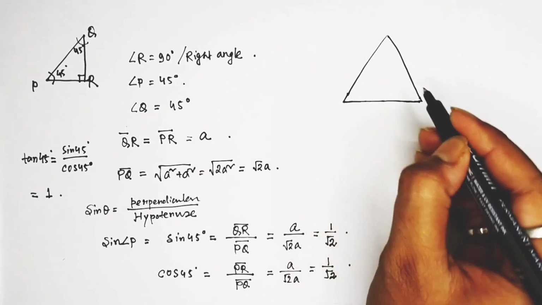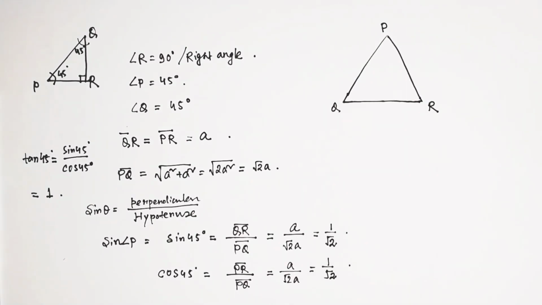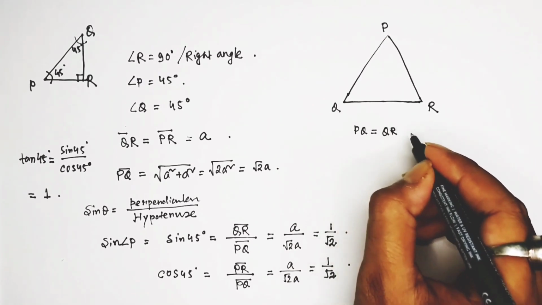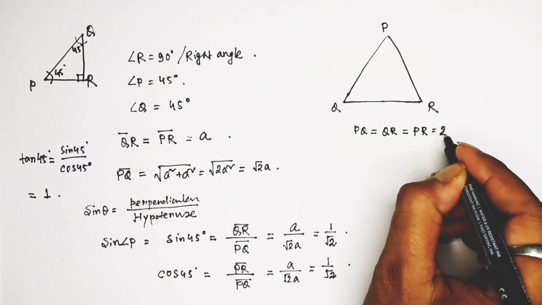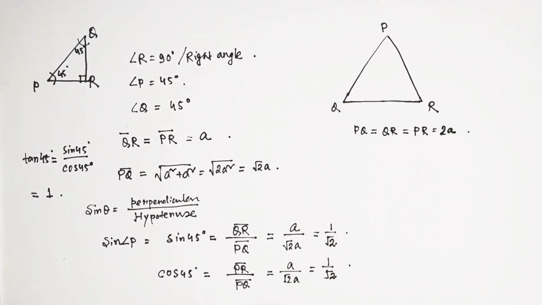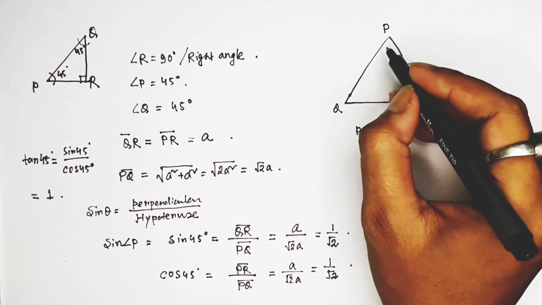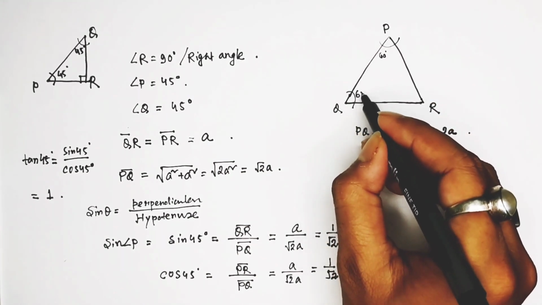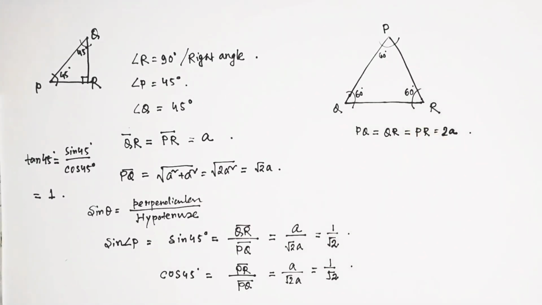Suppose this is an equilateral triangle where PQ equals QR equals PR equals, say, 2A. We know that all angles of an equilateral triangle are 60 degrees. So here angle P is 60 degrees, angle Q is 60 degrees, and angle R is 60 degrees also.